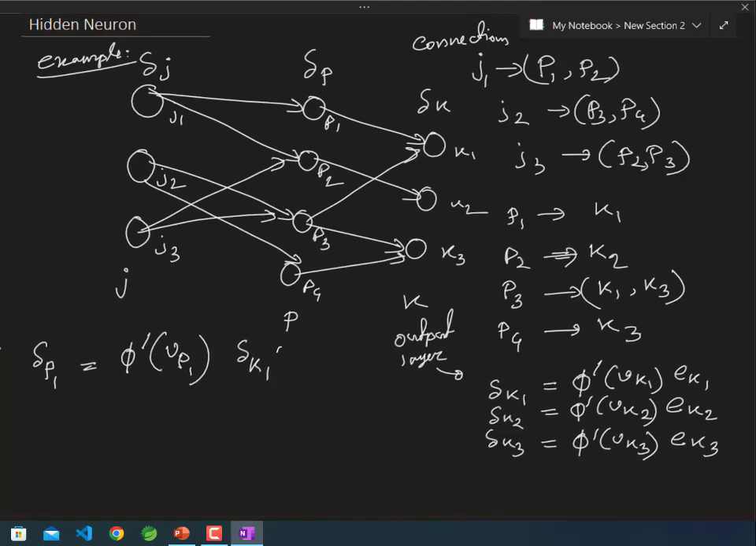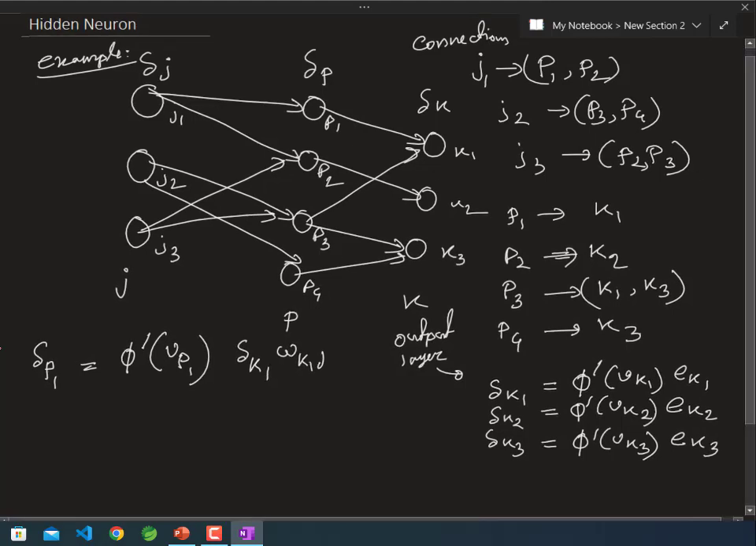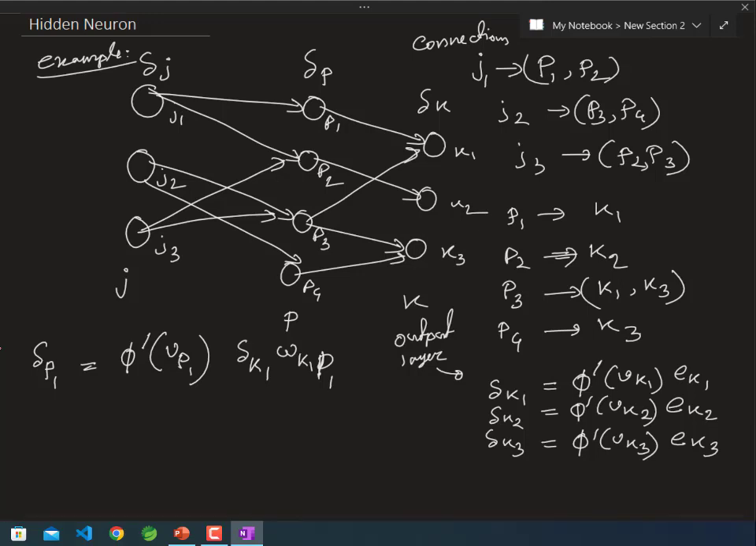K1 multiplied with W of K1, and the jth neuron is being considered as P, so it will be considered as P1. So delta K1 and P1. The P1 node is connected with the K1 node, so delta K1 is connected with the associated weight W K1 P1, and delta K1 is computed in here. So in this way the delta P1 is computed.